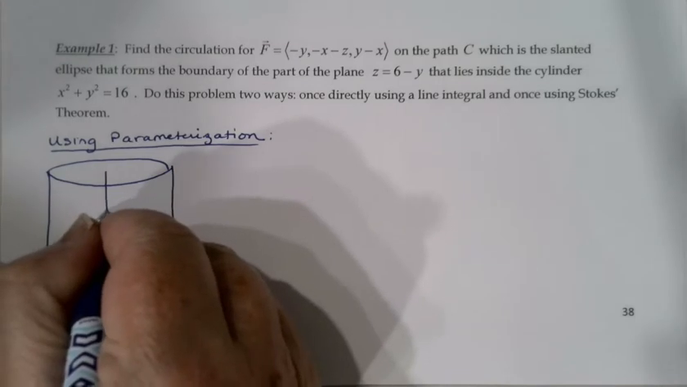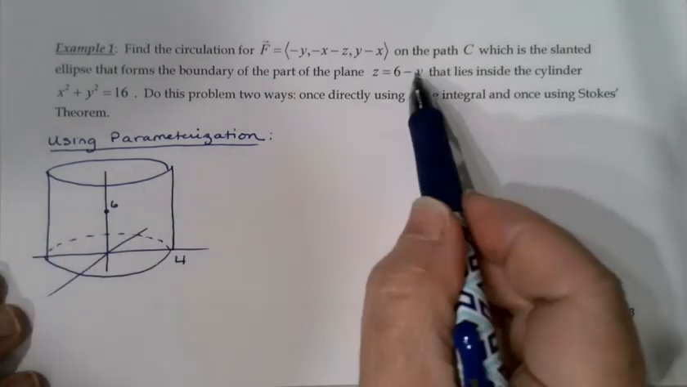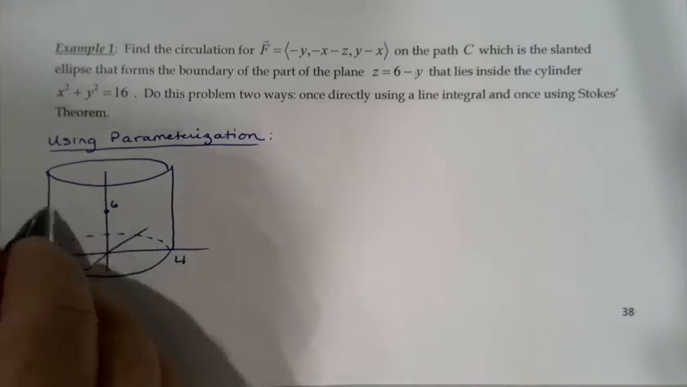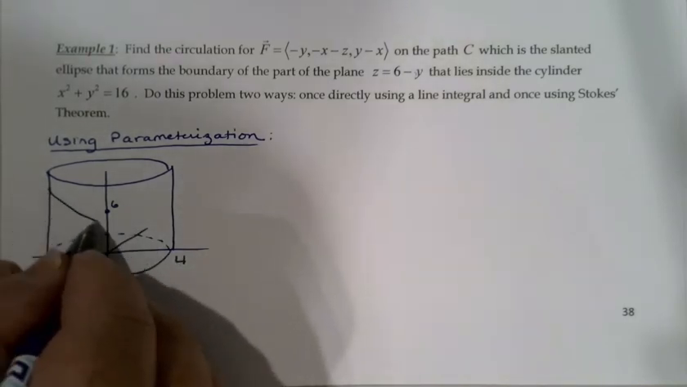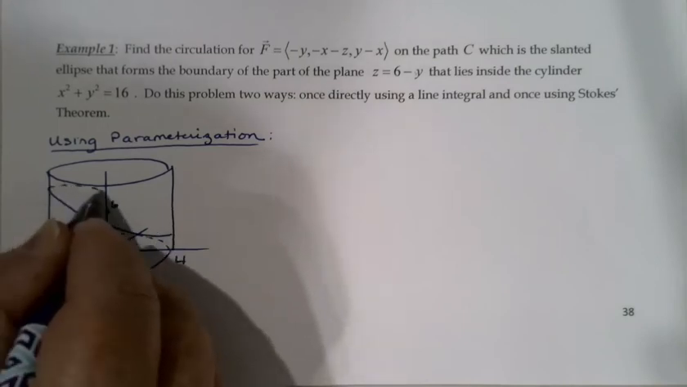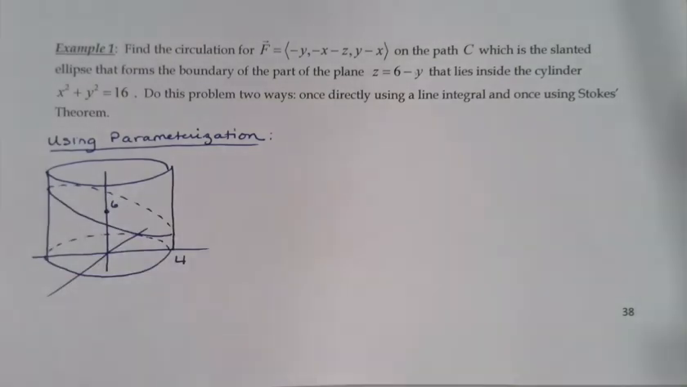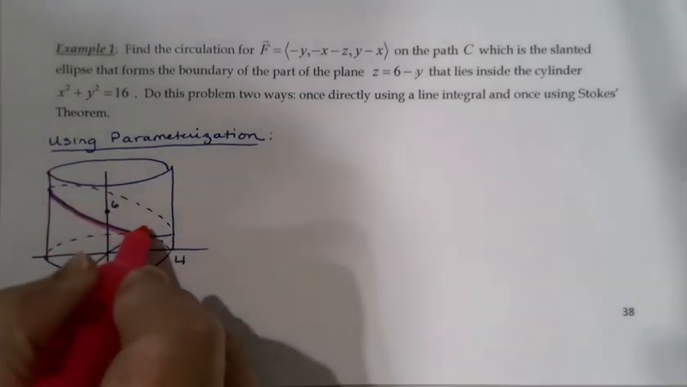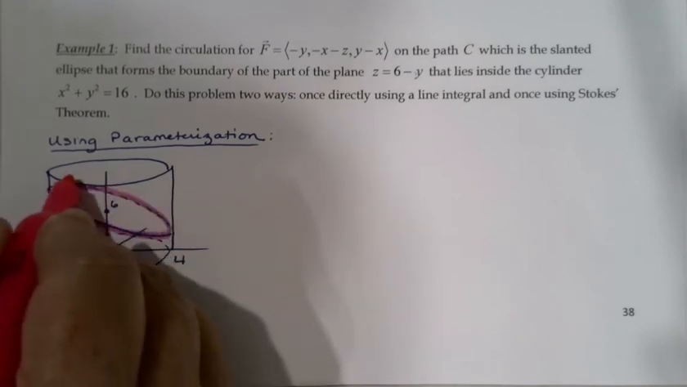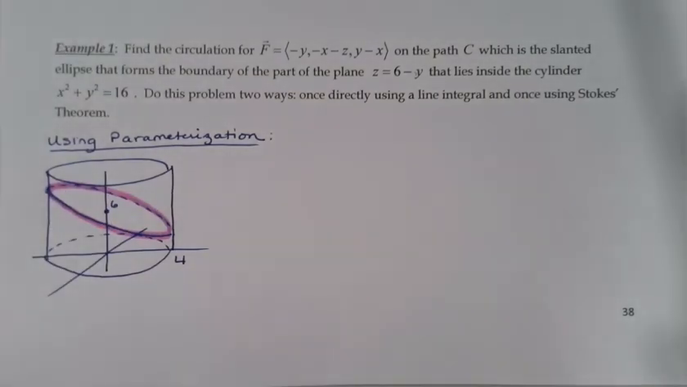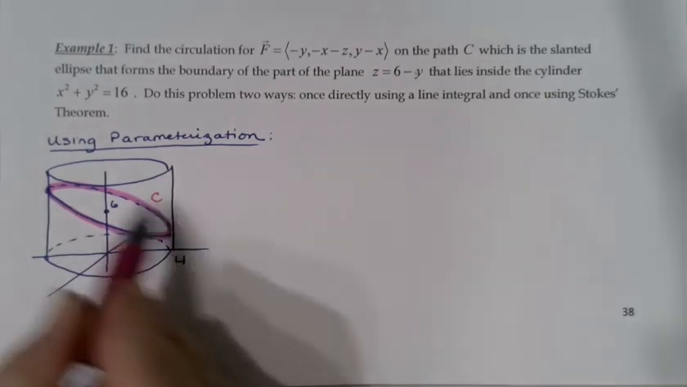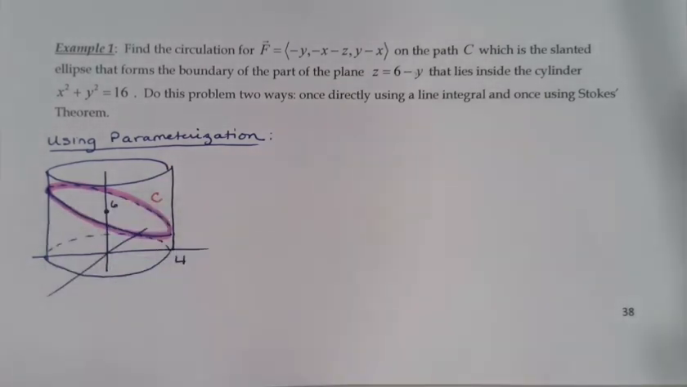If this is 6 here on the z-axis, it would have a slope of -1, so it's going to slant through and cut through like this. I'm just going to draw the intersection. I'm going to end up with this slanted ellipse. So this is my curve C, and I want the circulation as I go around counterclockwise around that curve C.